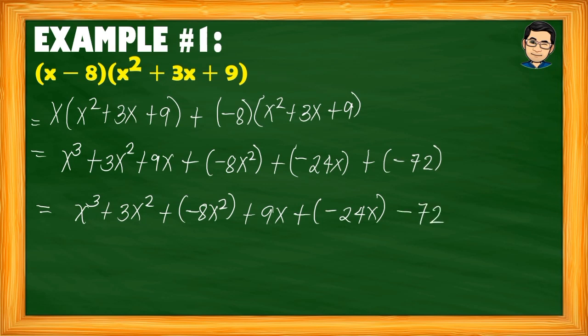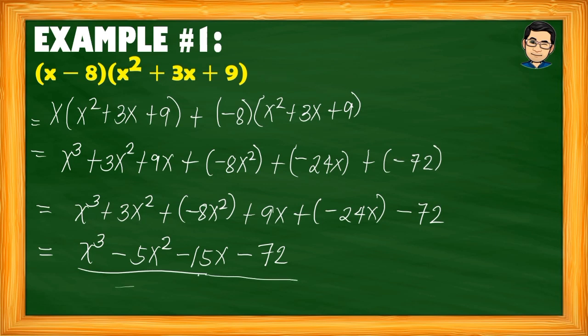Next, x cubed, tapos 3x squared plus negative 8x squared, that is negative 5x squared. And then 9x plus negative 24x, that is negative 15x. And then copy negative 72. So, our final answer will be x cubed minus 5x squared minus 15x minus 72.